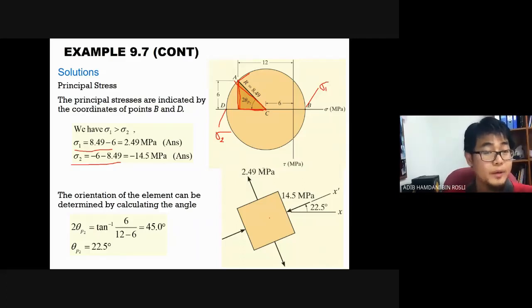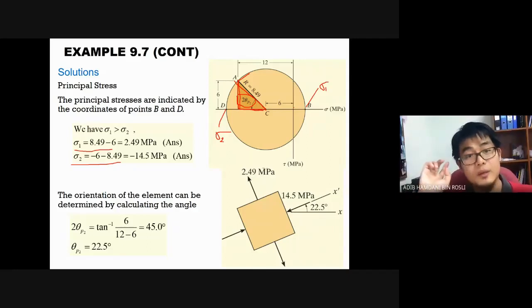Right? And how about the angle? The angle is, you see, from point A, remember this point is the reference point. How do you reach point from A to D or A to B? In this case, let's do A to D. From A to D, you need to rotate anti-clockwise, isn't it? So this is the angle 2 theta P2, right? Remember, theta P is the angle that you rotate to reach the principal stress. Theta P2 means that you rotate to reach the principal stress sigma 2, this one, point D.